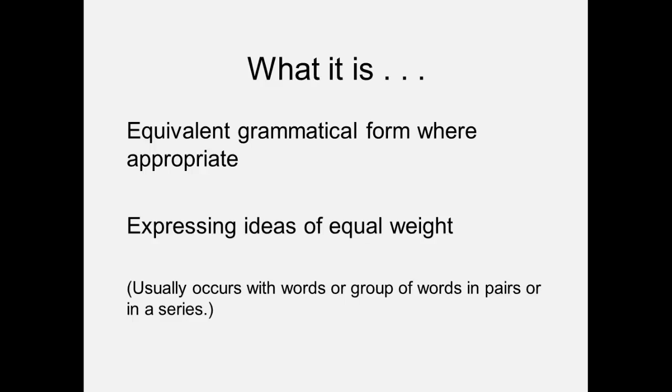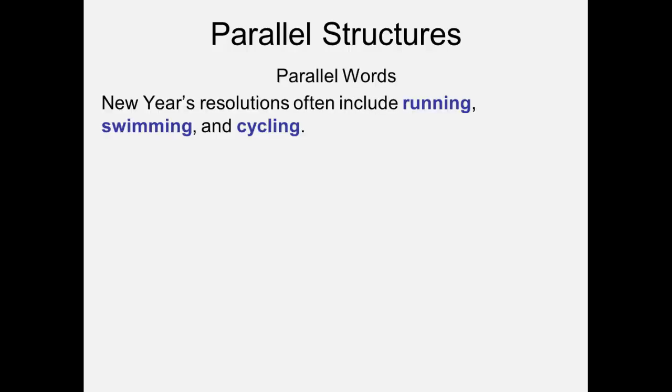These definitions aren't very satisfactory. Sometimes it's better to look at examples to figure something out. With a parallel word structure, we have: New Year's resolutions often include running, swimming, and cycling. The words in blue are parallel. That is to say that they're in the same grammatical form.